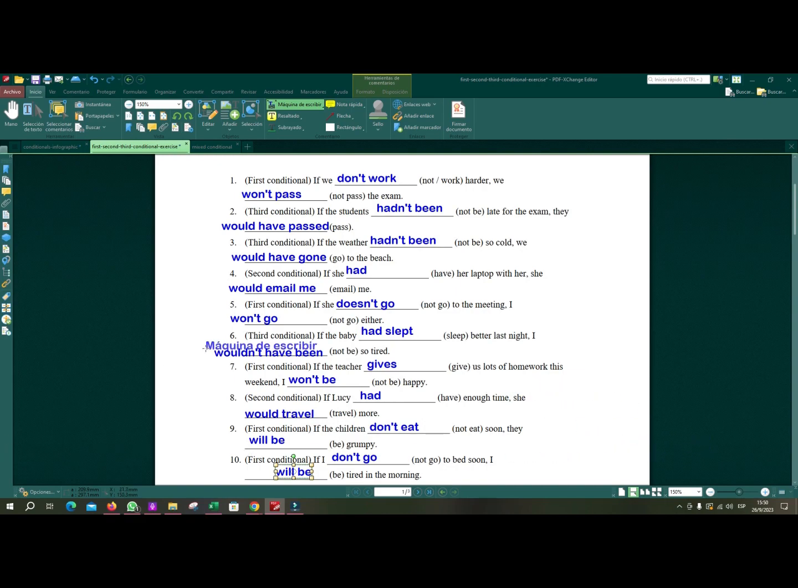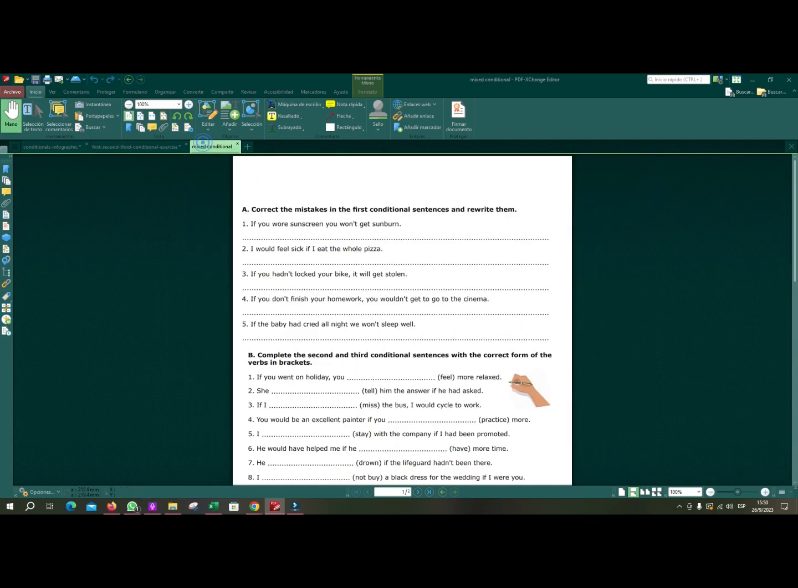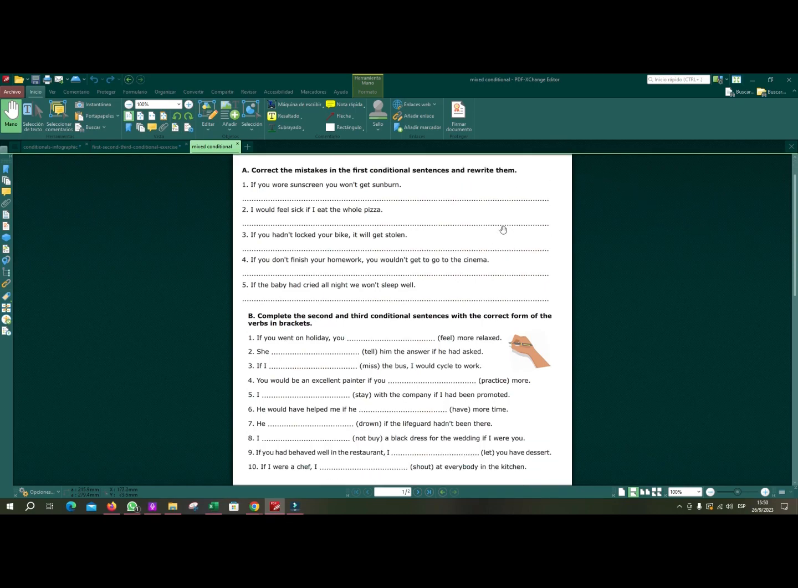So there you have them, guys. And don't forget the zero conditional. There you're going to have simple present in the if conditional and simple present in the main clause, right? Okay, so let's continue. Let's do another exercise. Here you have this. The first one, it says, correct the mistakes in the first conditional sentences and rewrite them.